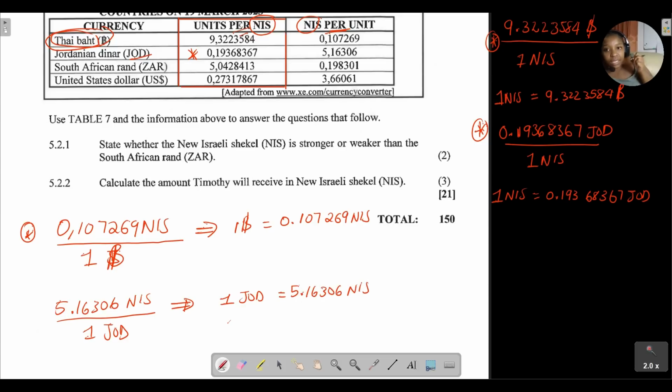Okay, that is what's happening there. I hope this makes sense. Now, question 5.2.1. State whether the new Israeli shekel is stronger or weaker than the South African rand.